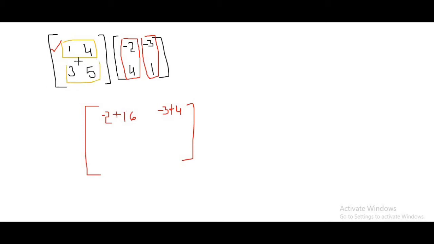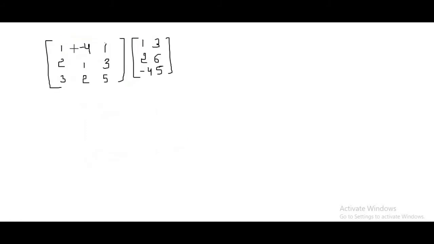We take the second row and we multiply it with the first column of the second matrix, which is negative 2 and 4. 3 times negative 2 gives us negative 6, and 5 times 4 gives us 20. Negative 6 and plus 20. And with the same row we multiply with the second column of the second matrix. So basically what we're doing is taking each row in the first matrix and multiplying with each column in the second matrix and adding up the result, putting it into a final matrix, which is our result.